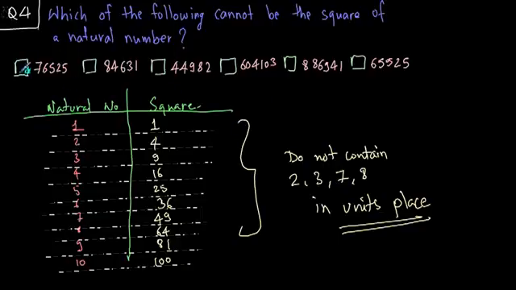So this number 76525 does not contain 2, 3, 7 or 8, so it is a square. This is also a square. The third one, 4492, contains 2 in the units place, so this is going to be the correct answer for this question. Let's see if others are not squares of a natural number. This one, 604103, contains 3 in the units place, so it is not a square of a natural number. Rest of them could be squares of natural numbers. So the answers to this question are these two options.